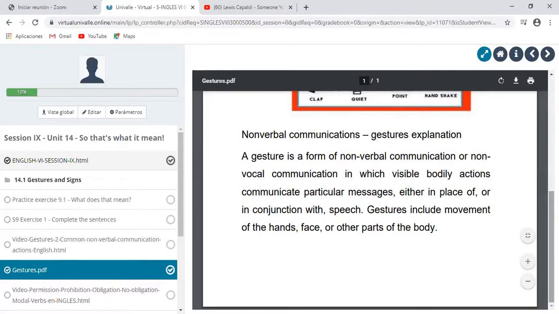For example, if I raise up my hand, it means that I'm greeting someone, that I'm saying hello. If I'm doing a movement with my face, it means that I'm referring something to someone else. If I'm moving one of my body parts, it means that I'm trying to communicate with gesture, in this case, nonverbal communication, okay?